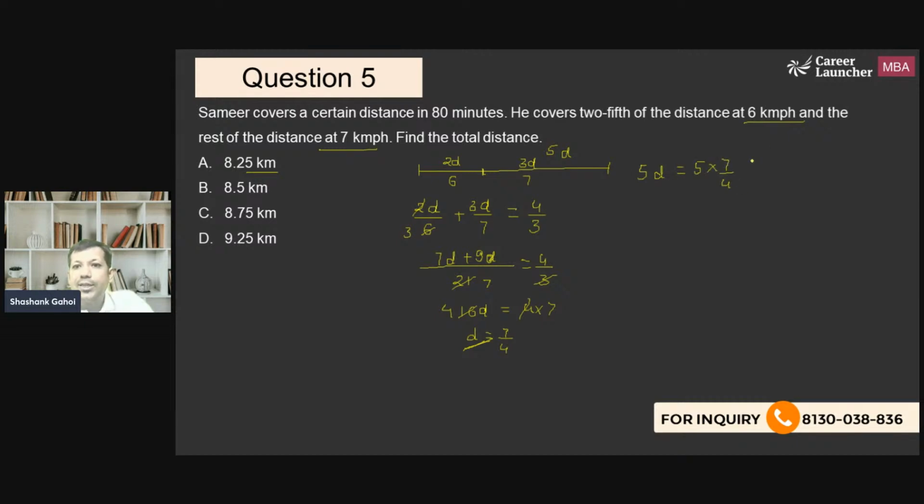तो यहाँ से आ जाएगा 35 upon 4. So that is going to be 8.75 kilometers. So the answer of this question is going to be option C. And this is the approach. Now let me try another approach.